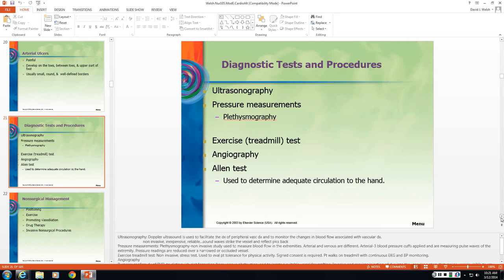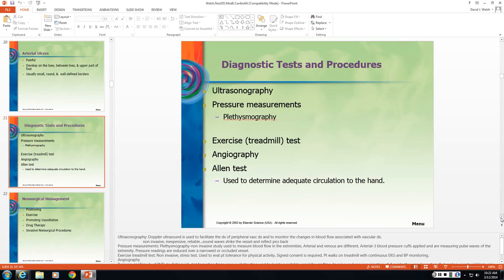Now, some tests that they usually do to look for PAD: they're going to use ultrasound, usually Doppler, to determine how bad the disease is, to monitor any kind of changes in the blood flow associated with the vascular disease. It's basically where sound waves strike the vessel and reflect back.